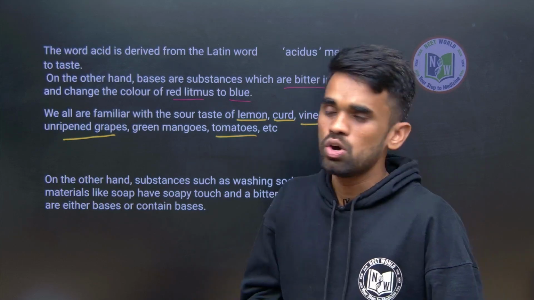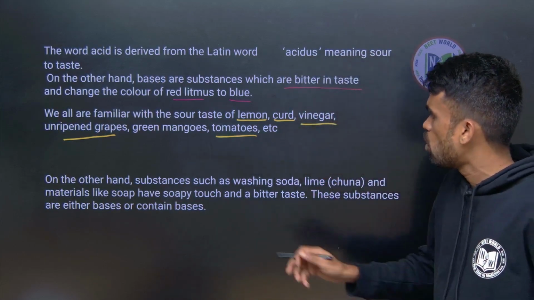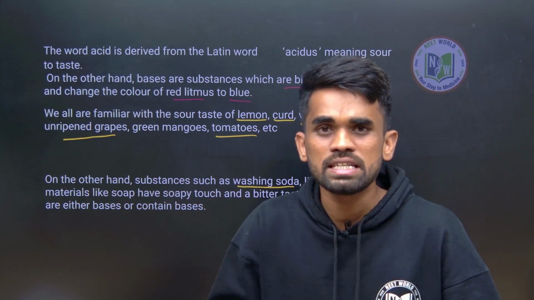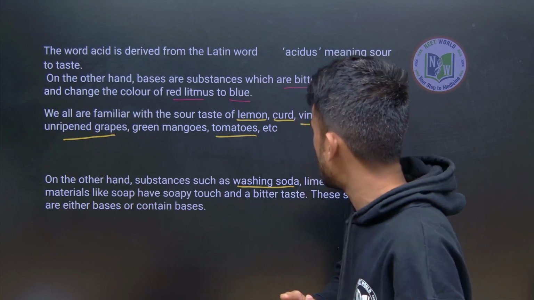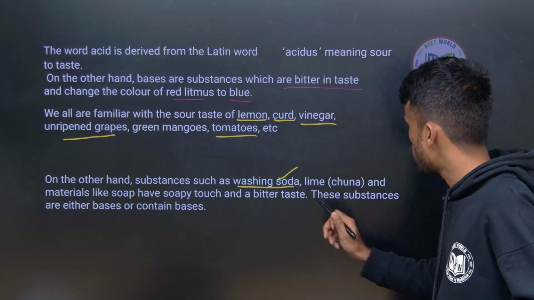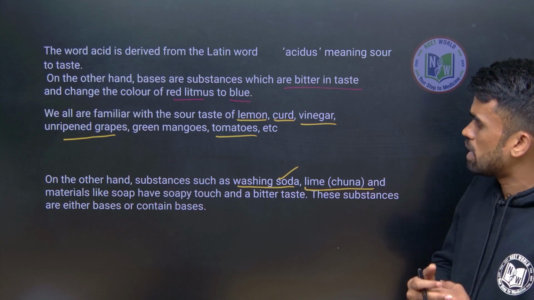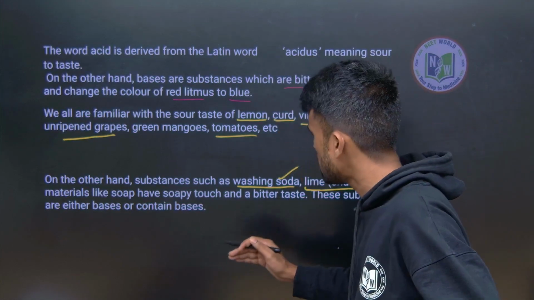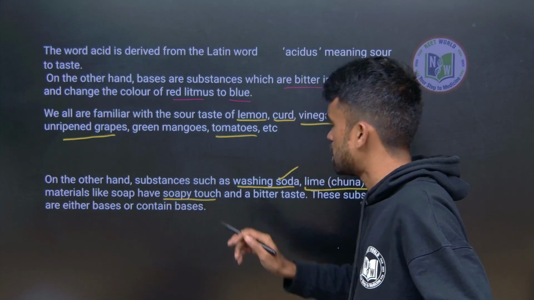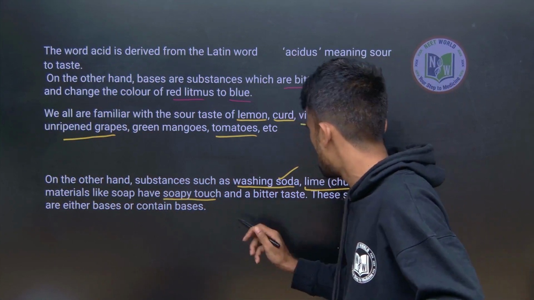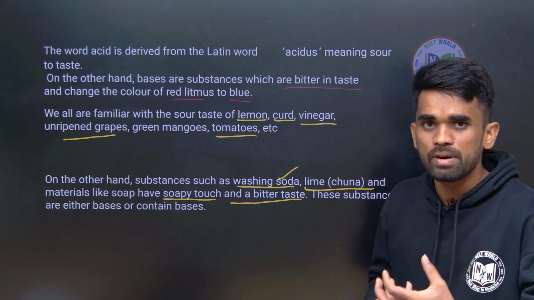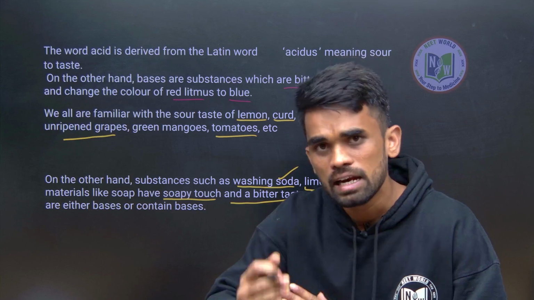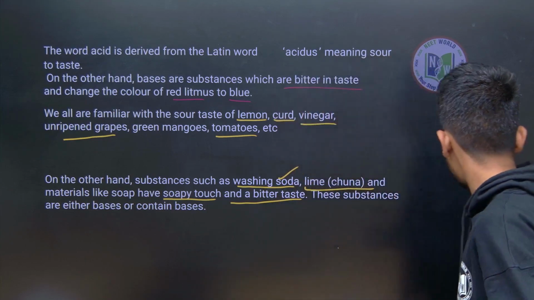On the other hand, we have washing soda. What is the formula of washing soda? Na2CO3, which is basic in nature. And lime water, these are also basic in nature. They will have a soapy touch and bitter taste. These are the two characters you can remember for bases. I hope it is clear, like you got some basic idea. Let us see more things about these acids and bases.